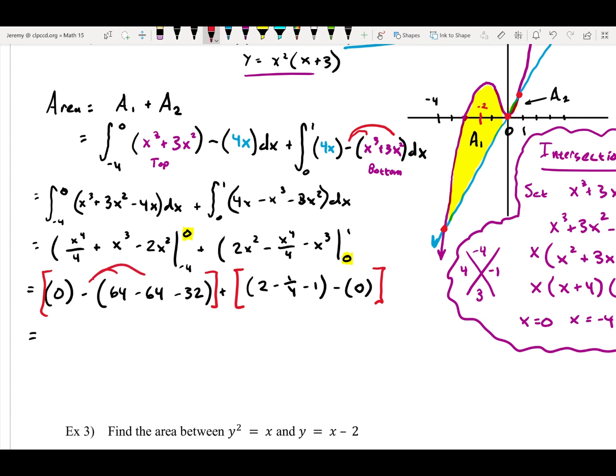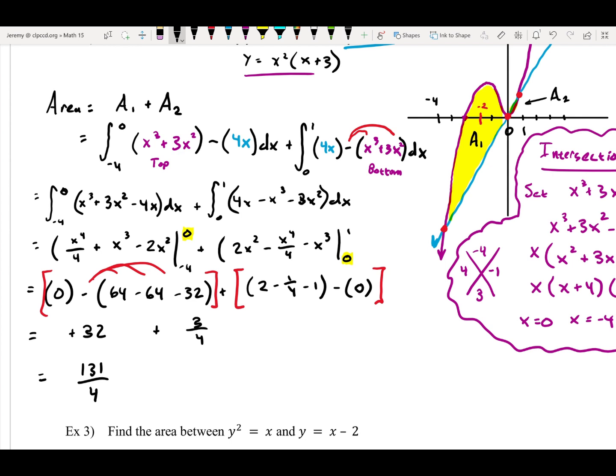Okay, and then we'll distribute this negative in there. Also, 64 minus 64 is just going to go to 0. So I'll end up with positive 32 from that, and then add to that over here 2 minus 1/4 minus 1. That ends up being 3/4. You could get common denominators to get that value. And then, again, getting common denominators between 32, getting a common denominator of 4 and adding those two together, I'm left with 131 over 4.